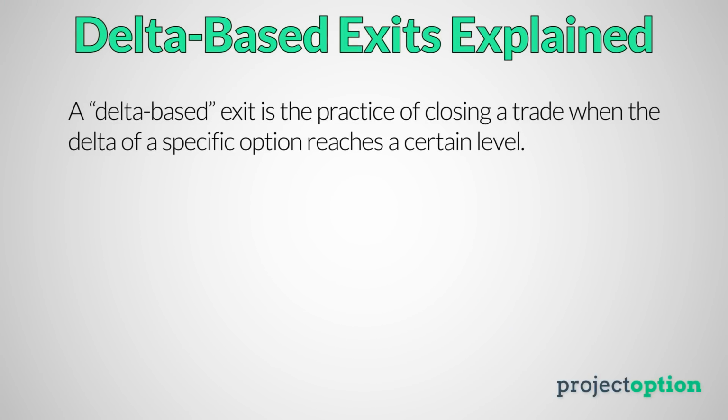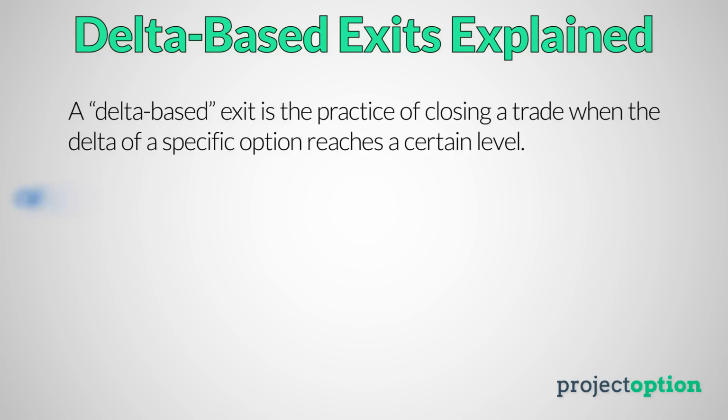Profit and loss percentages are very straightforward because you're simply closing the vertical spread at a particular profit percentage or a particular loss percentage. Delta-based exits would be to implement a strategy where you close your vertical spread trade when one of the options in your vertical spread reaches a certain delta level.